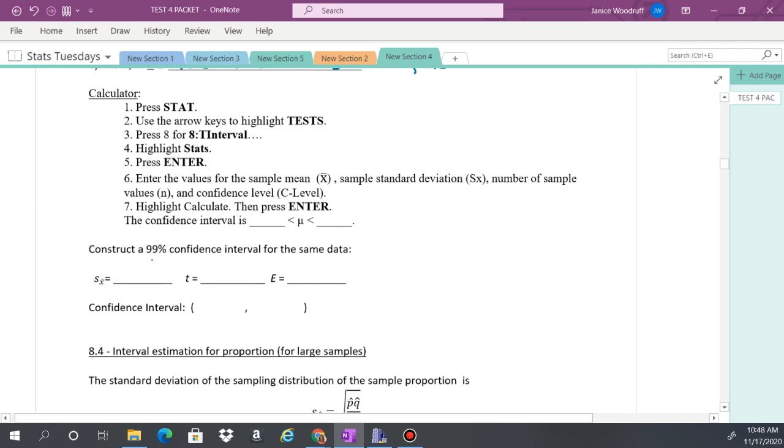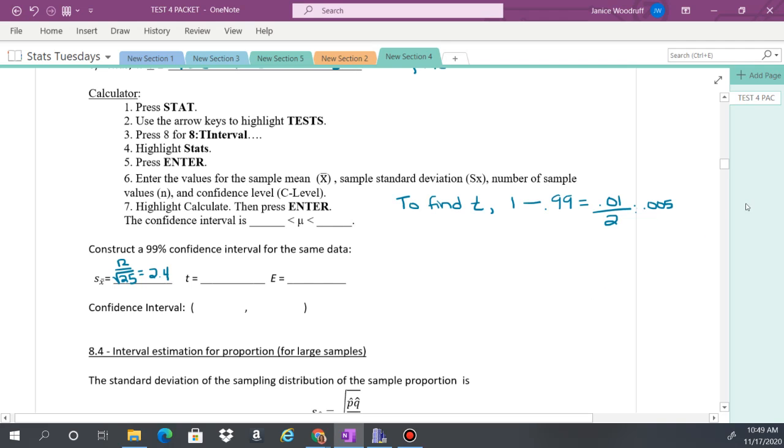So the standard deviation of X bar, remember, was 12 over the square root of 25, so that was our 2.4. Our t, we've got to find our t now, and then we'll do the margin of error. So the t for 99% confidence interval, to find t, okay, we're going to go 1 minus our confidence value, 0.99. That's going to give us 0.01, and then we're going to divide it by 2. So that's going to give us 0.005.